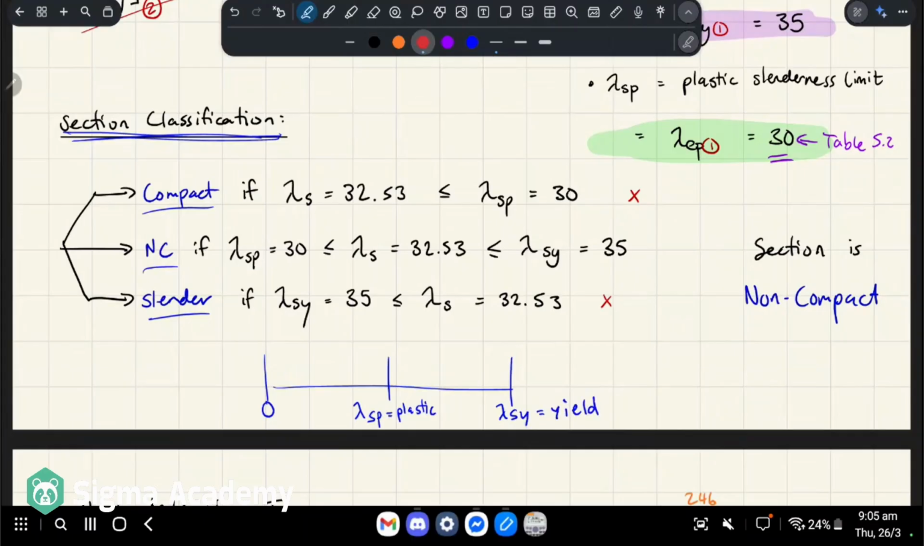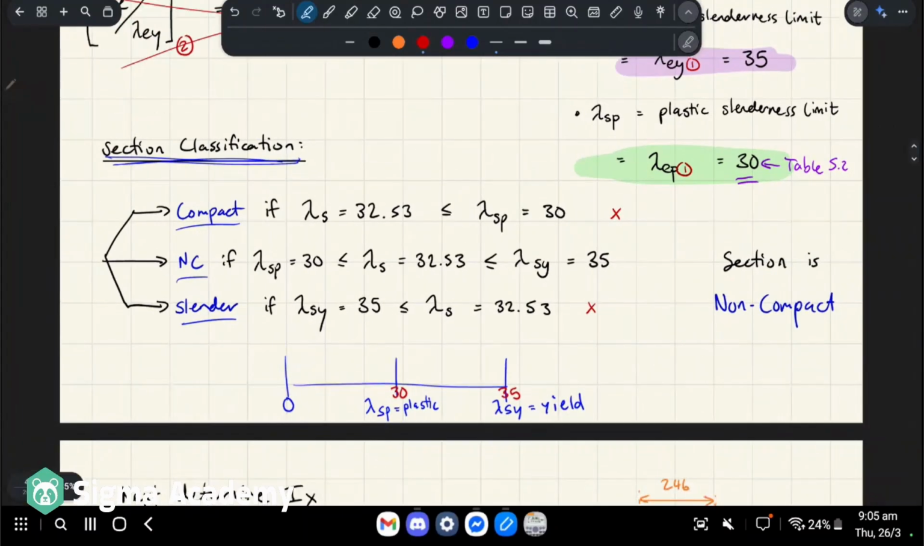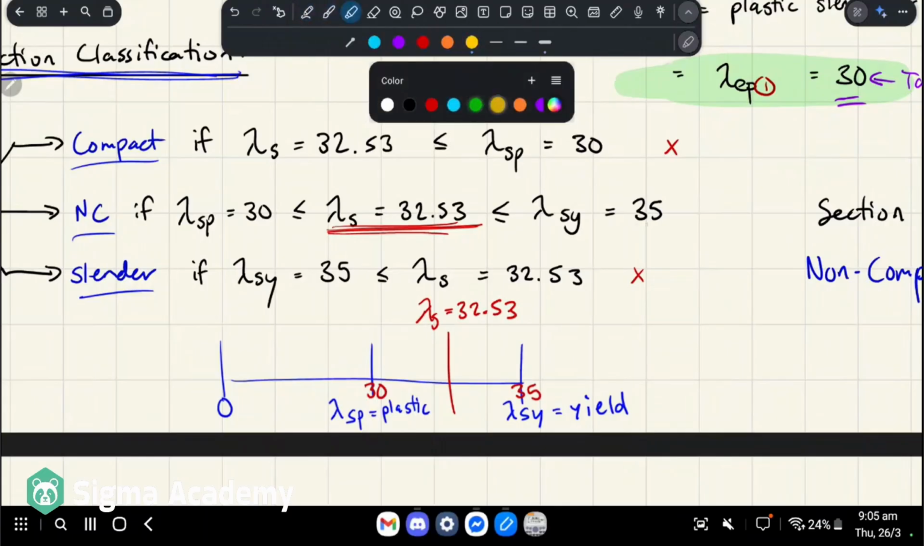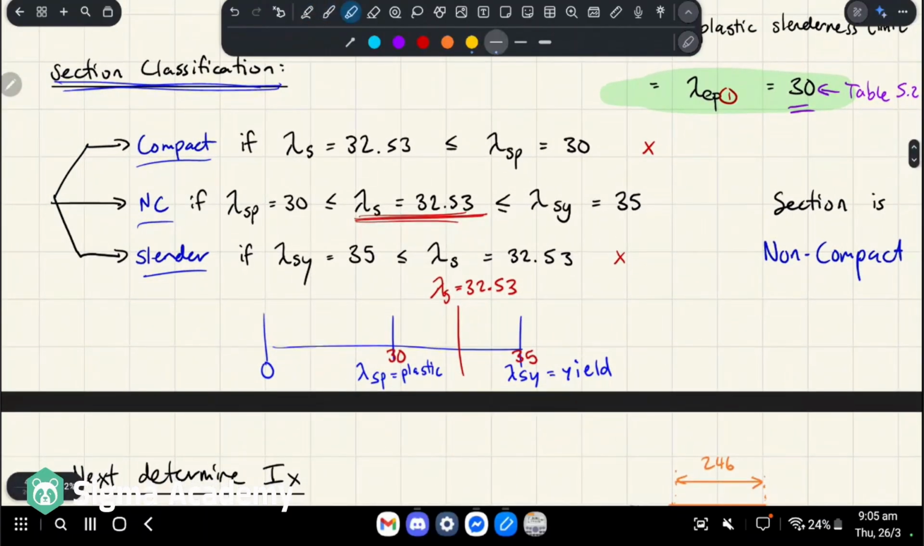Okay, and for us, these values were 35, 30, and 0, whatever. Okay, and we need to know where our section slenderness falls, right? So for us, our section slenderness falls here. Okay, and there's 3 regions, right? I might do these in different colors to make sure it's obvious what's going on. Let's do red, orange, yellow.